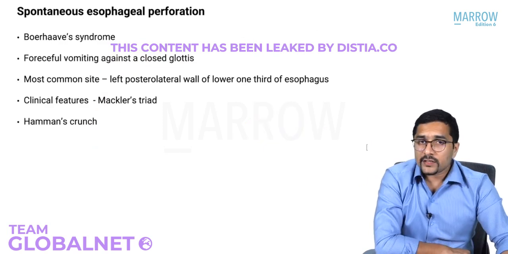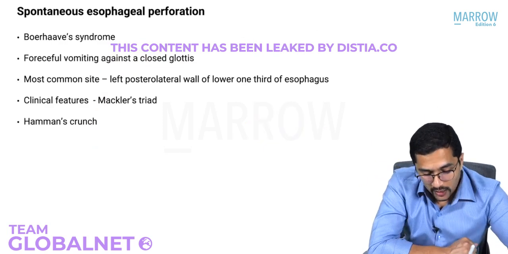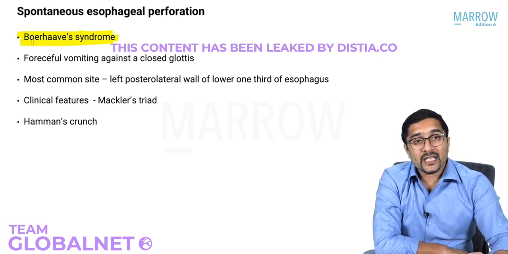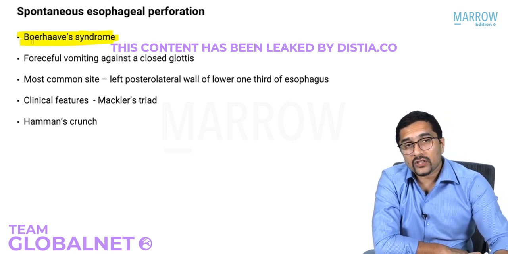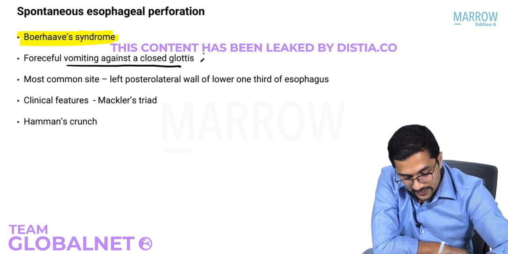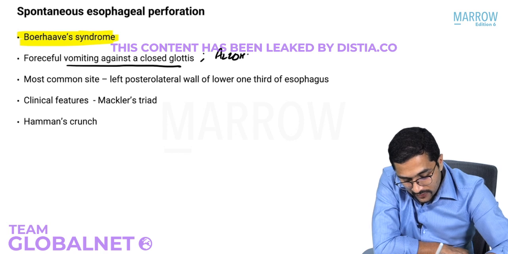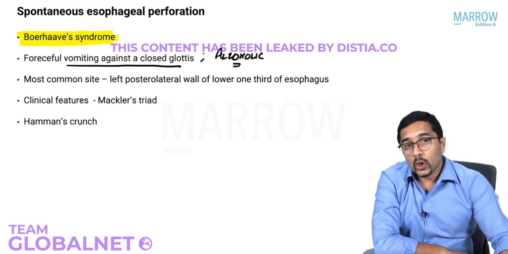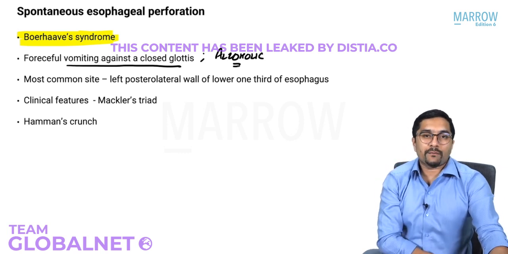Now, spontaneous esophageal perforation is known as Boerhaave syndrome. This occurs when there's forceful vomiting against a closed glottis. And this is commonly seen in alcoholic patients, right? And when there is forceful vomiting against a closed glottis, the lower 1/3 of the esophagus can perforate.